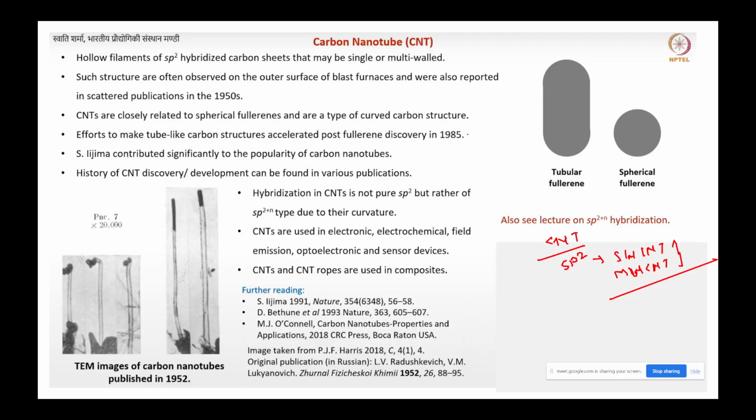Such structures were often observed on the outer surface of blast furnaces and were also reported in scattered publications in 1950. CNTs are closely related to spherical fullerenes. Okay, so this is a spherical fullerene and this is a tubular fullerene. So it is somewhat related to your spherical fullerene and is a type of curved carbon structure. Efforts to make tube-like carbon structures accelerated post-fullerene discovery in 1985.